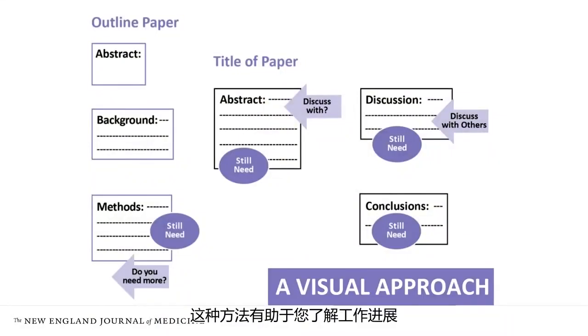Another approach is a visual approach. It is a way to help you look at your progress as displaying the sections of your manuscript as if you're creating a poster presentation for a meeting. That will allow you to see what you still need. Now I'm going to discuss some general guidelines for writing a paper.